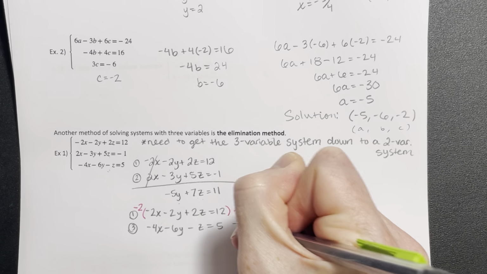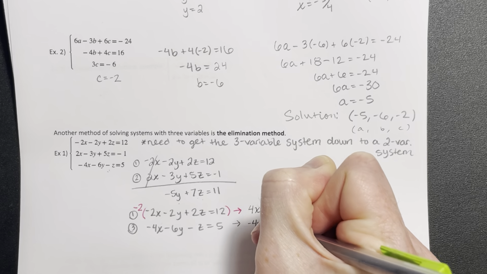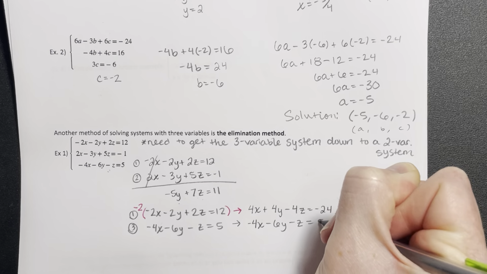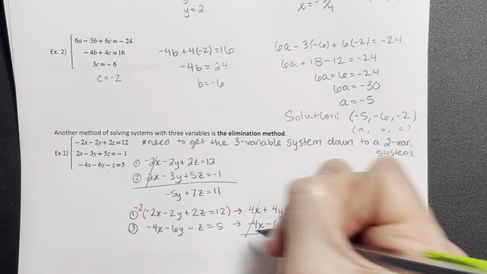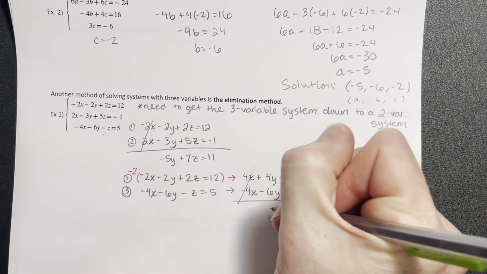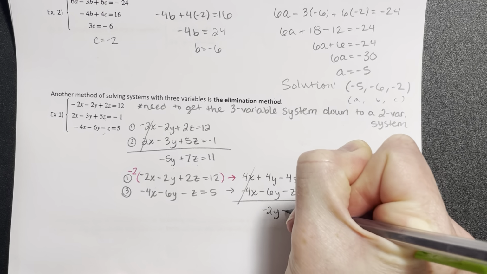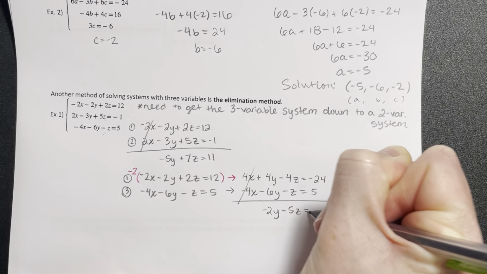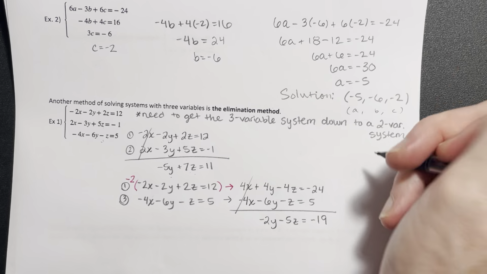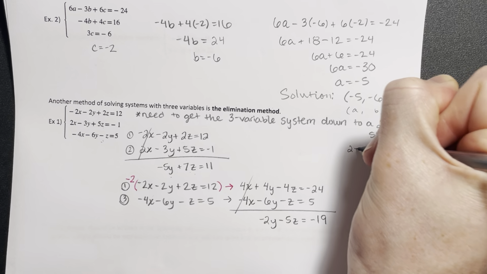We put that up to the third equation, which was negative 4x minus 6y minus z equals 5. This will eliminate our x's, and we get a new equation that's negative 2y minus 5z equals negative 19. But we've created this two variable system.